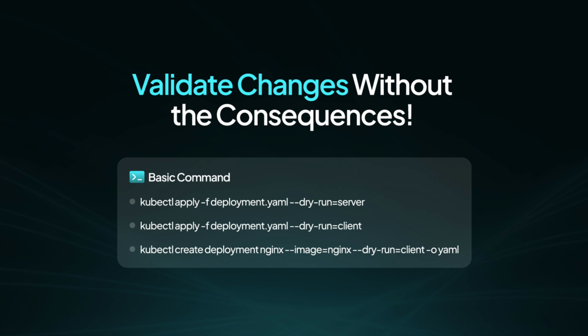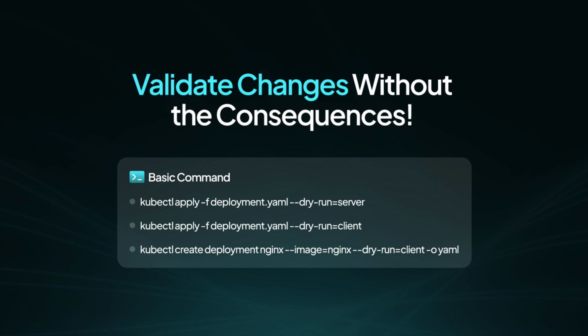With the dry run command with the client option, the validation happens purely on your local machine using the kubectl client. This is faster as it doesn't involve a round trip to the API server, but it won't catch server-side validation errors or admission controller issues. It is good for quick syntax checks. Similarly, we have this imperative command which also does the same thing as the dry run flag with the client option.